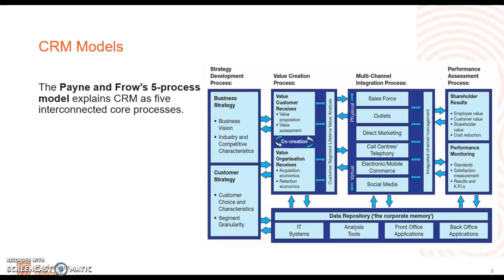This is quite complicated. So we have sales force. In the physical, we have outlets, we have direct marketing, and then that crosses over with call centres and telephony, electronic, mobile commerce and social media. And most organisations have all of these channels now. And then we have performance assessment processes, so shareholder results obviously, and we have to monitor things with KPIs, etc. So that's the Payne and Frow 5 process model.